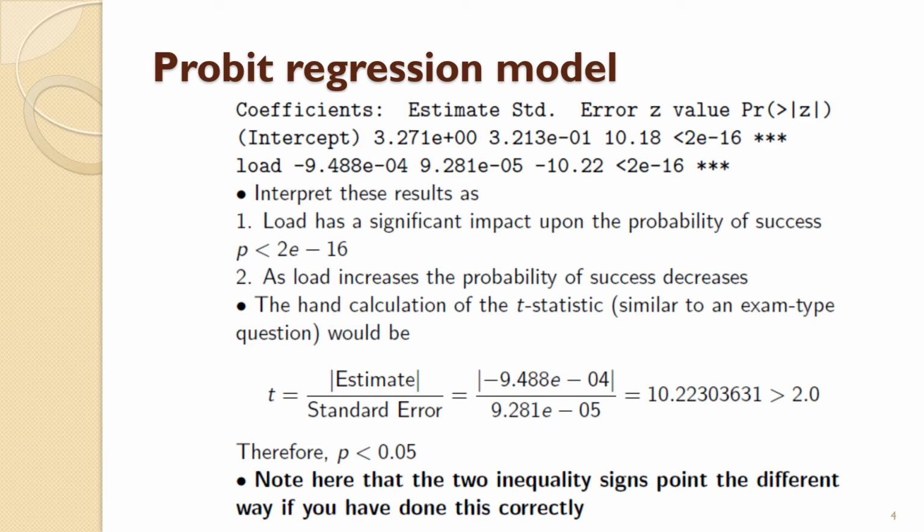Then there's an example at the bottom of the slide of the hand calculation of the t-statistic, similar to an exam type question. So I'm not going to go through this in so much detail, it's just that when you calculate the thing, because it's bigger than 2, the p-value is less than 0.05, and if you're doing this correctly, these two inequality signs should point the different way.